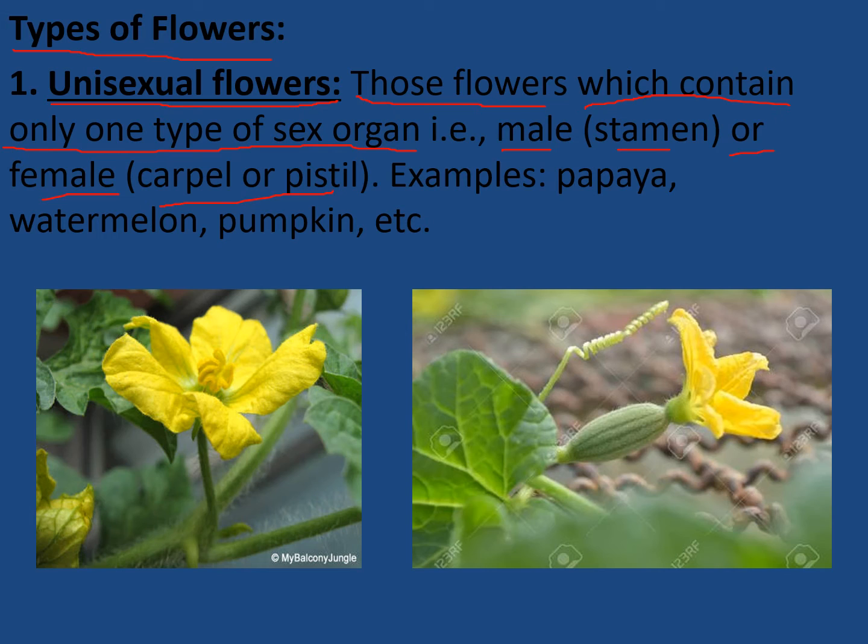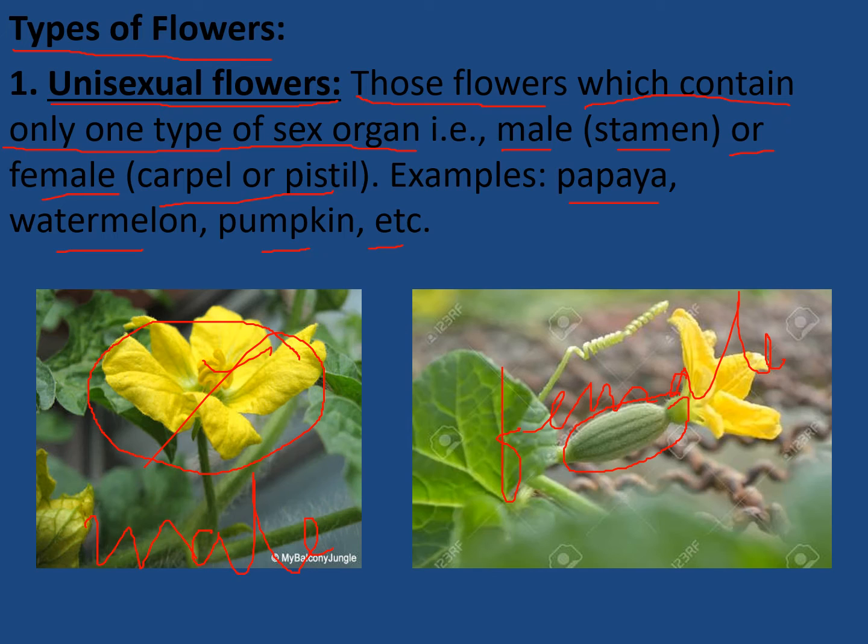Okay, I'm showing here. Examples are papaya, watermelon, pumpkin, etc. I'm showing the example of watermelon. This is the male flower of the watermelon. Okay, this is the female flower of the watermelon. Here it contains only stamen. Here it contains only ovary. This is the very protruding part. The ovary is inferior, not superior. Okay, you will learn in a higher class.